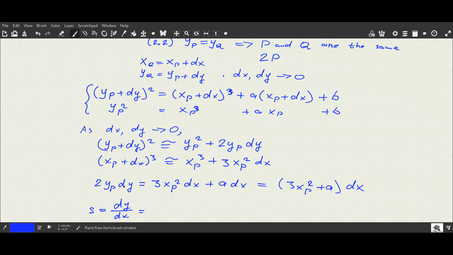And from this, it is clear that dy over dx is (3 times xp squared plus a) divided by 2 times yp. Okay? Which means what? We have resolved the singularity in this particular case. It used to be a singularity, 0 divided by 0, when both the numerator and the denominator of the generic formula vanish. We constructed a limit.